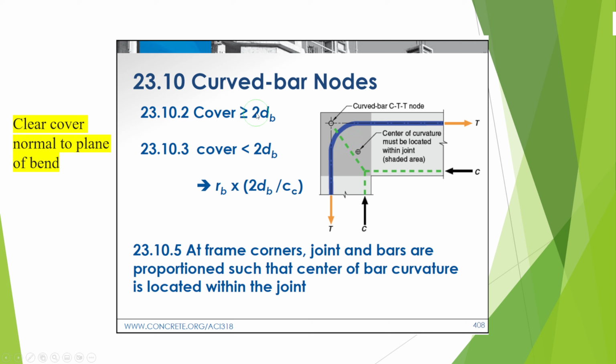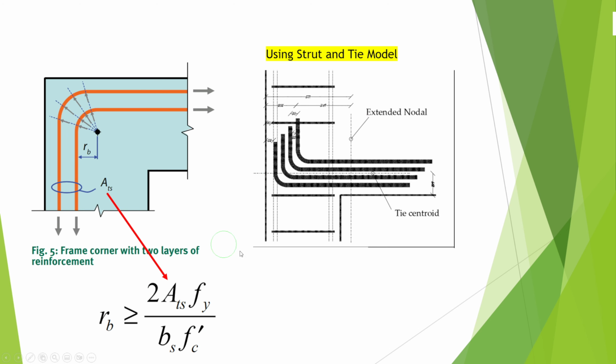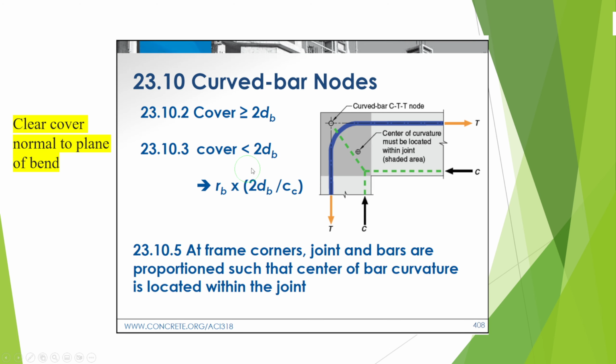If the cover is more than 2 diameter bar, this is no issue, no additional requirement. But if the cover is lesser than 2 multiplied by the diameter of the bar, you have to increase the minimum radius calculated by the previous formula. You have to multiply by an additional factor to take into consideration the lesser cover normal to the plane of the bend. And we have mentioned here, always make sure that the center of the curvature must be located within the joint. This is the shaded area.